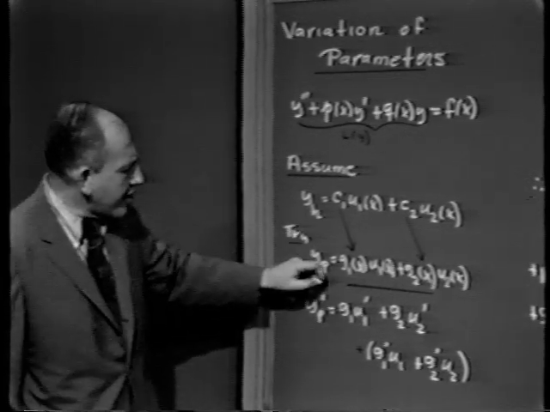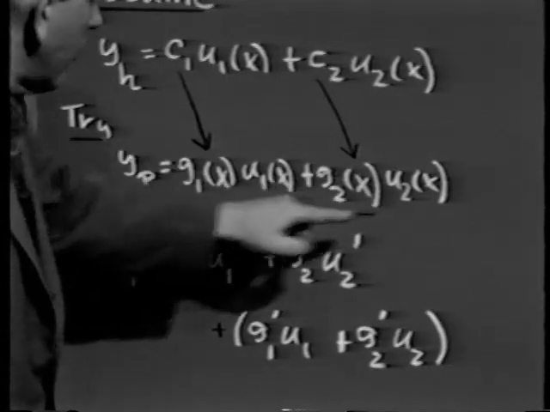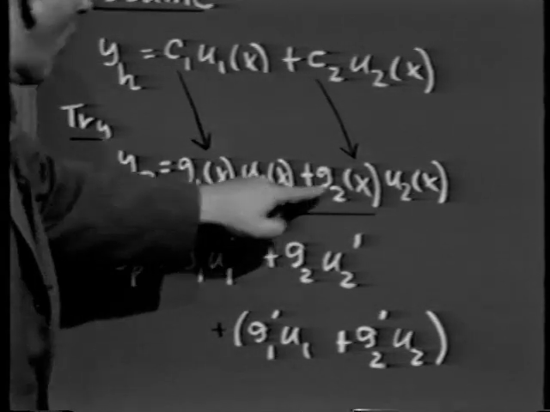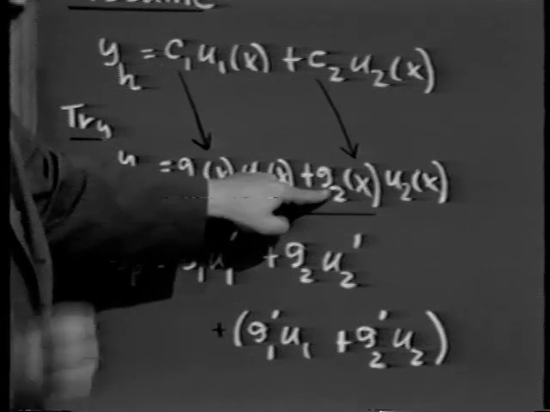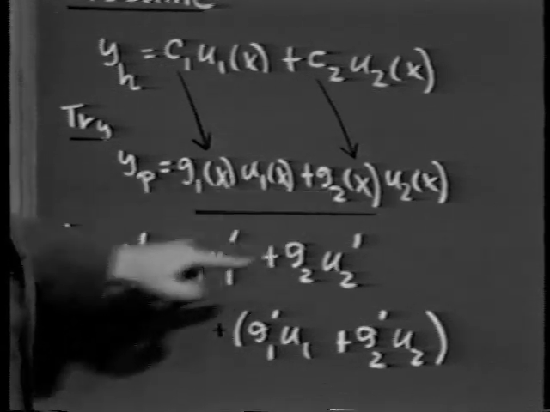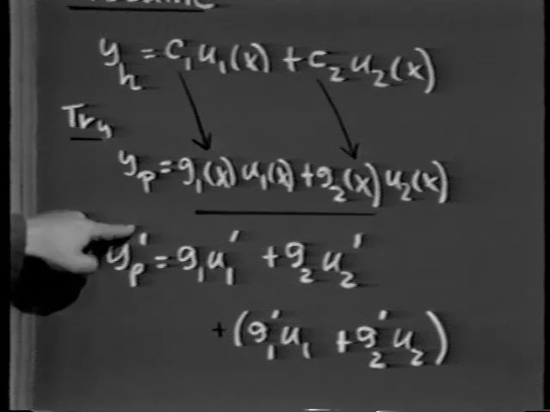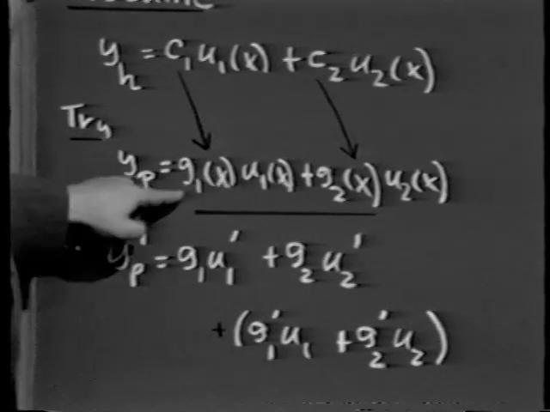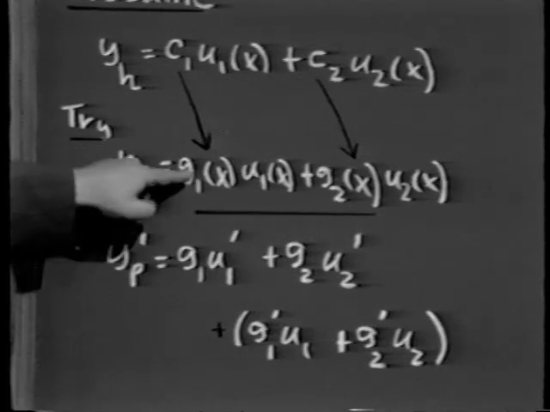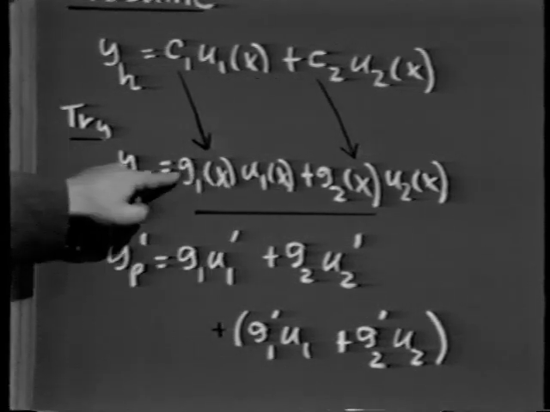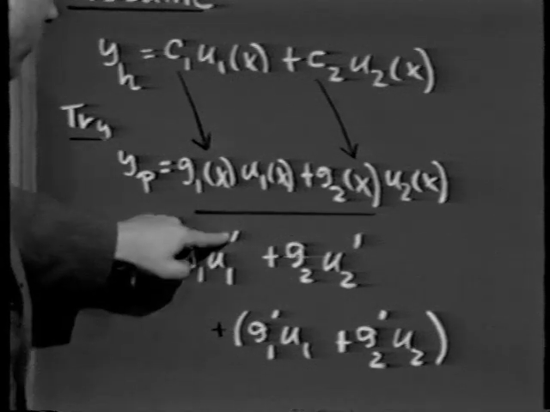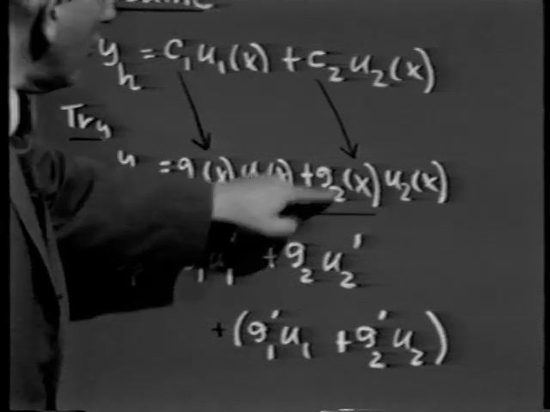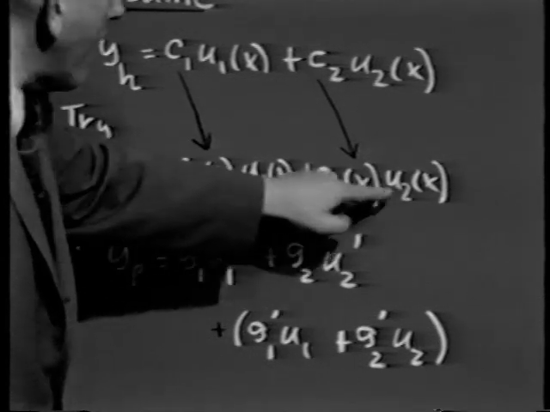What we do is starting with g1 u1 plus g2 u2, where u1 and u2 now are known functions of x, and g1 and g2 are the undetermined functions of x. What we say is, okay, let's find yp prime. So notice that each term over here, when we differentiate, gives rise to two terms, because we're differentiating a product. In other words, there'll be one term which will be g1 u1 prime, another term which will be g1 prime u1, g2 u2 prime, g2 prime u2.